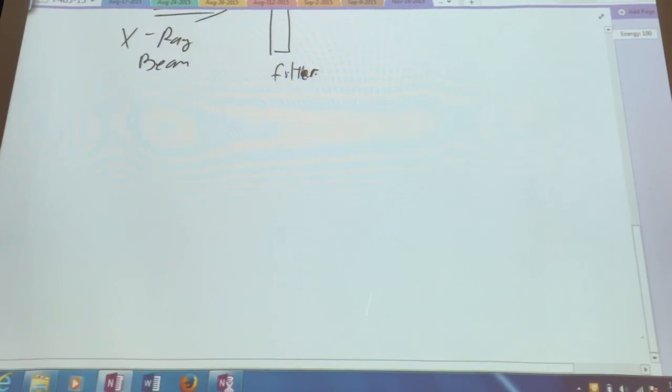So then they give you something like this. They make a table of thickness.